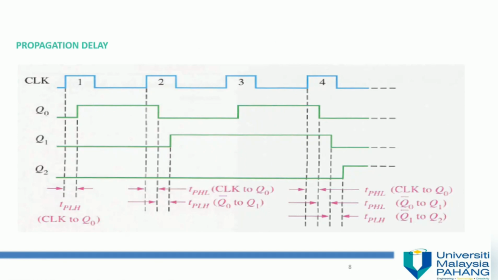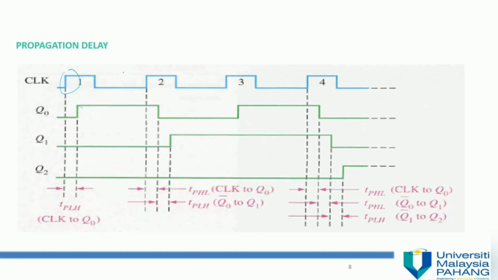As I mentioned before, in order for flip-flop number 1 to work, it has to wait for the output from flip-flop 0 as a clock input for flip-flop number 1. So this process causes a delay in the circuit. This waveform shows the delay at the output Q0 at the first clock cycle.